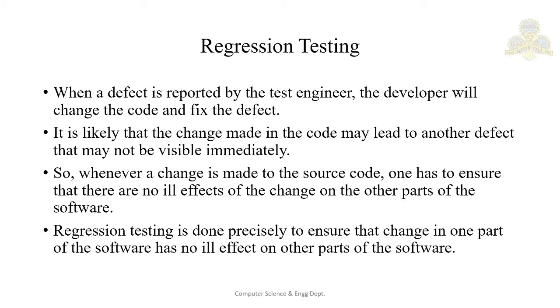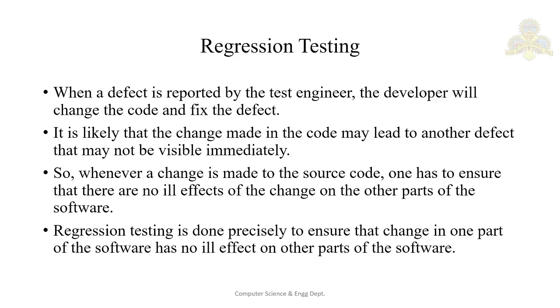Okay, so whenever a change has been made to the source code, one has to ensure that there are no ill effects of the change on the other parts of the software. That means whenever the developer has done some code changes, he has to ensure that the code change, whatever he has done, will not break any other parts of the code. And this can only be done by doing regression testing, and this regression testing would be done by the testers.